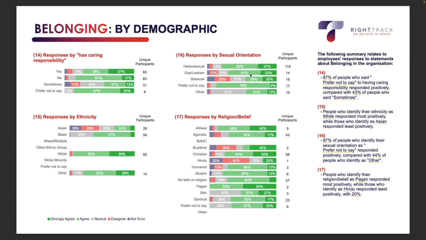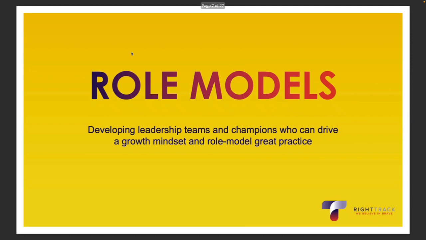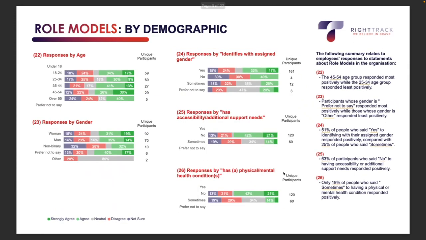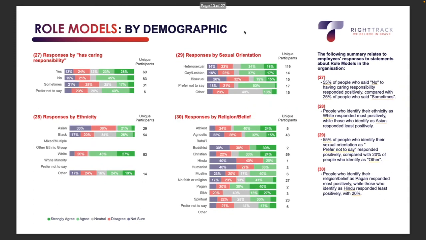So the report follows the same structure for each of the 5 brave pillars. We've got role models, which is our leadership teams and champions who can drive a growth mindset and role model great practice. And we've got our summary page there yet again. We've got the breakdown by demographic, the first page here, and then the second breakdown by demographic here.